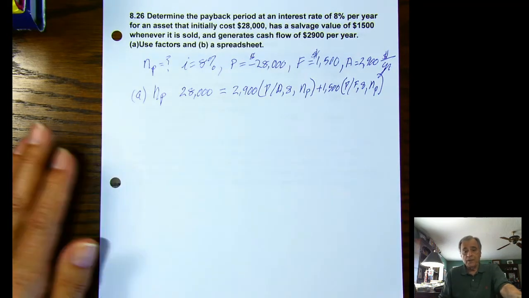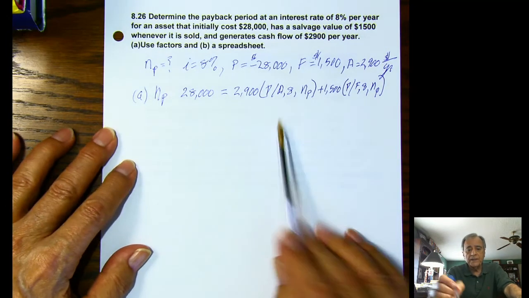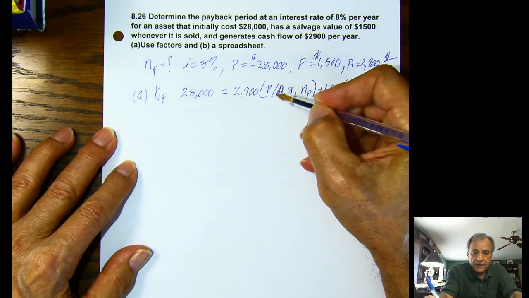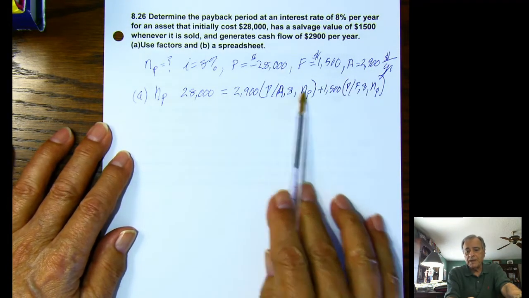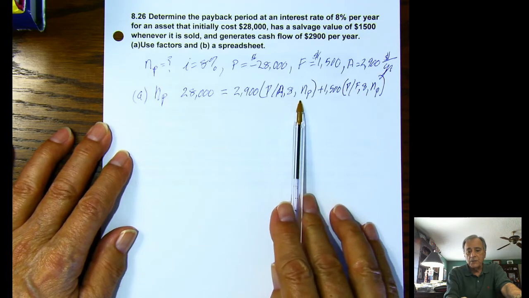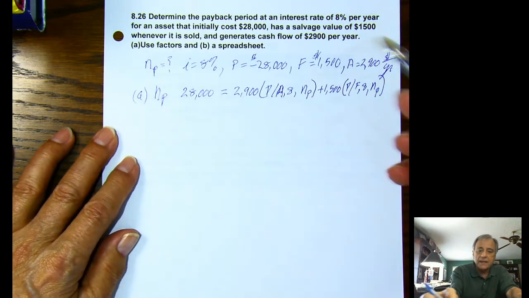So to do this using the interest factors, you just have to guess an N sub P value and look at it and go from there. Well, I know that when you bring things back to the present, they shrink. And so, for example, if you brought this back to the present, it would certainly be less than, say I guessed N equal 10.